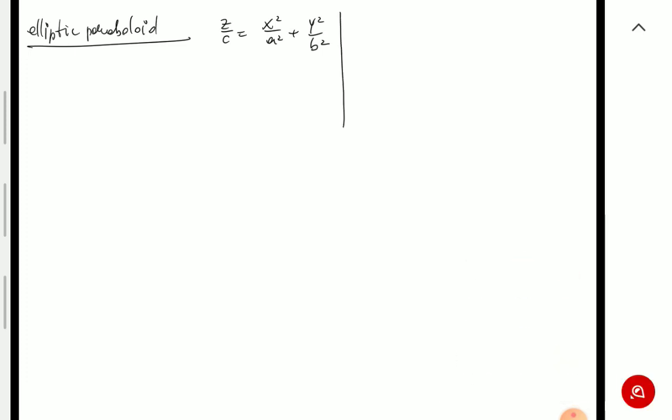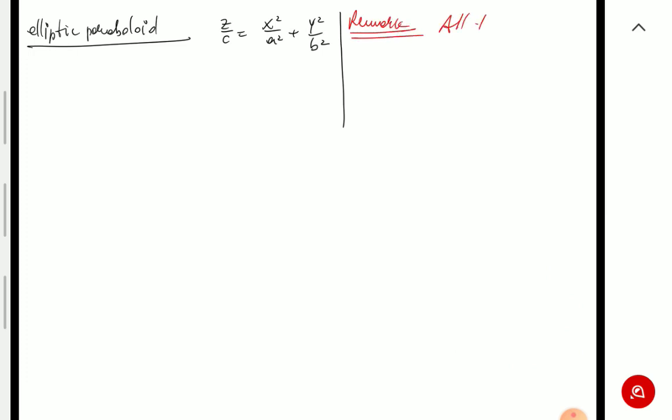All right, so the next example is the elliptic paraboloid. The general equation will be z over c, the way it's given in our book at least, equals x squared over a squared plus y squared over b squared. I forgot to mention this important remark. I mentioned it verbally, but let's actually write it down to make it clear.